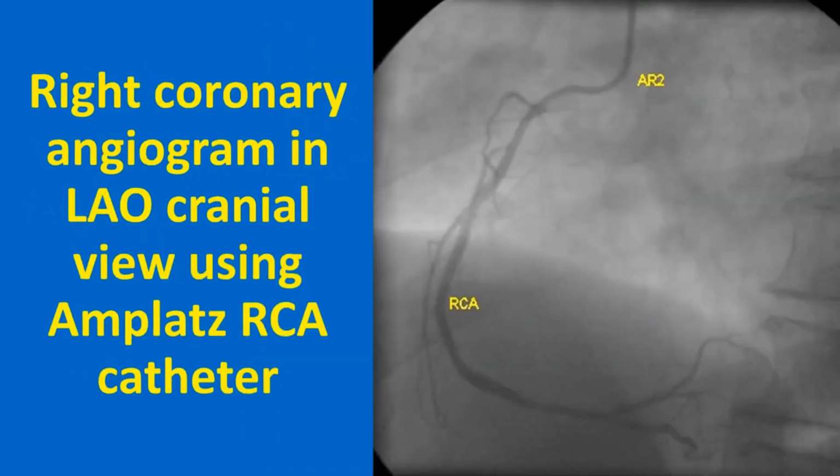LAO cranial view of right coronary angiogram using an Amplatz right catheter is shown here. This RCA was difficult to cannulate with Judkins right catheter even after repeated attempts. The angiogram shows only minimal luminal irregularities of the RCA. Right ventricular branches are seen originating from the proximal region. Terminal branching of RCA into posterior left ventricular PLV or PLB branches and posterior descending coronary artery are also seen.